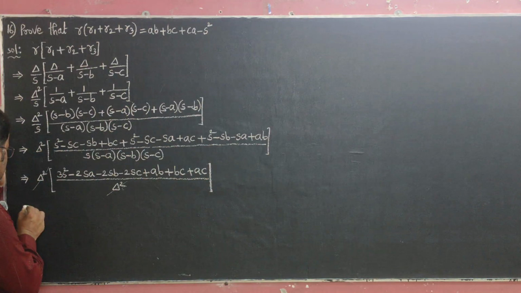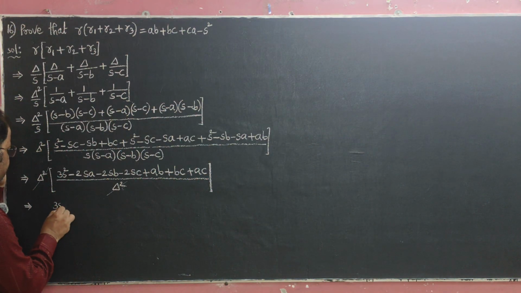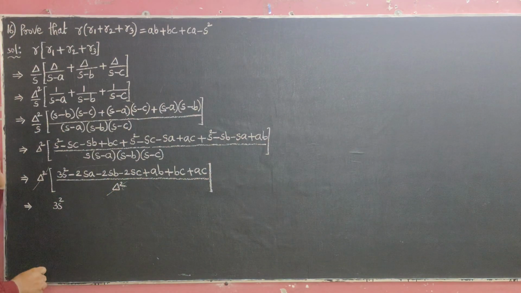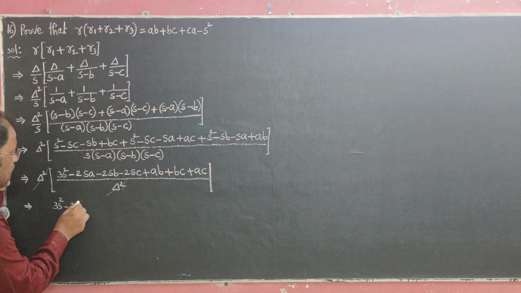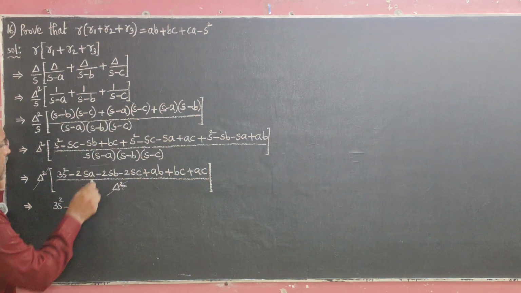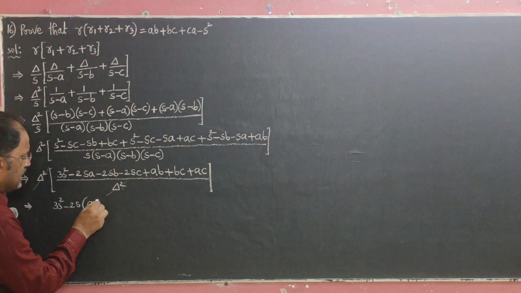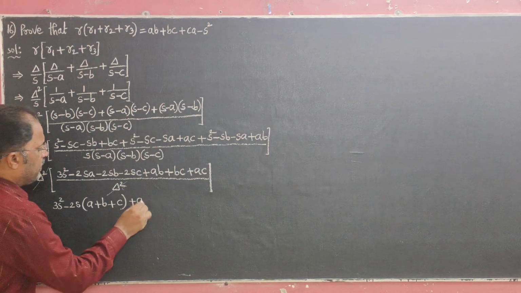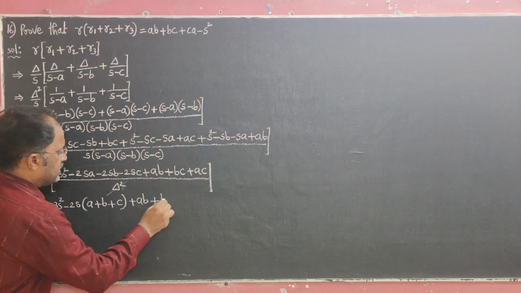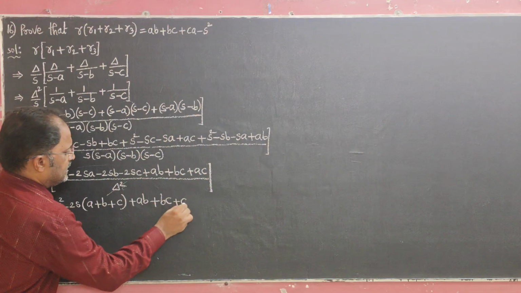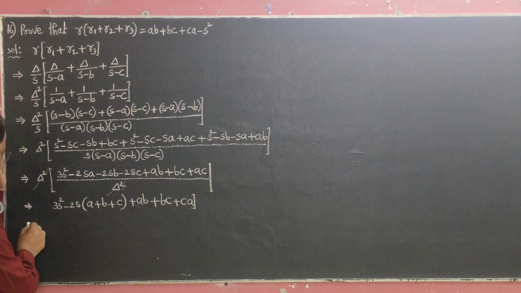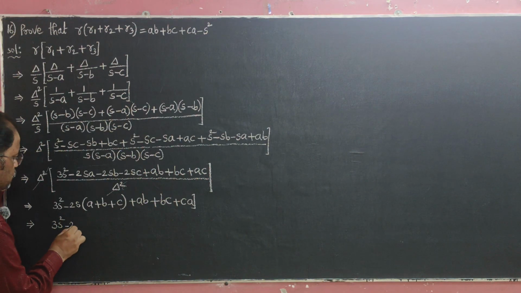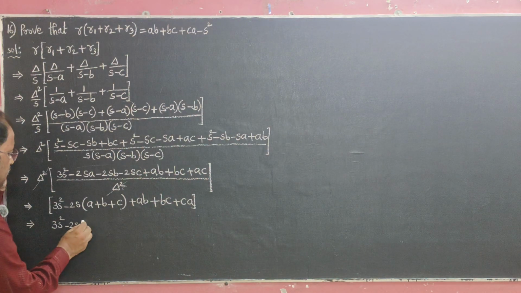Okay, the remaining is 3s square. Minus 2s is common from these three terms. Minus 2s को 3 terms से common निकालेंगे. So minus 2s common निकाले तो a plus b plus c. Then the outside term remains as it is, ab plus bc, ac can be written as ca. Clear?